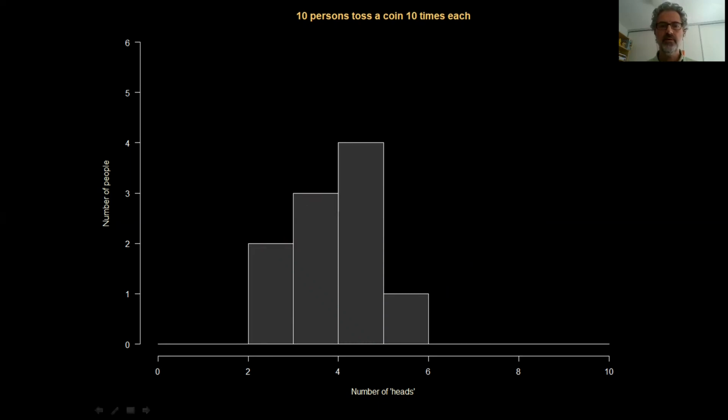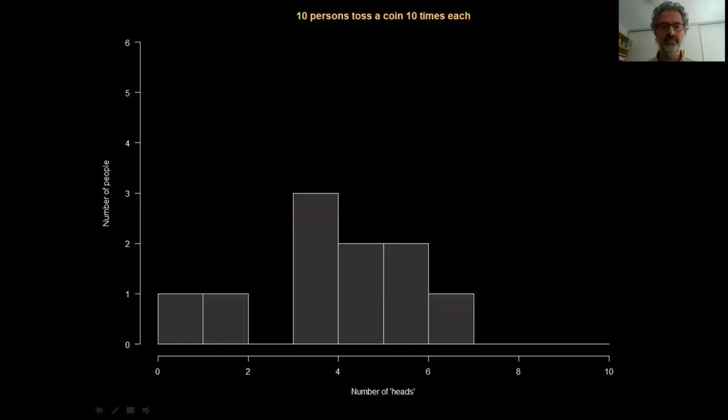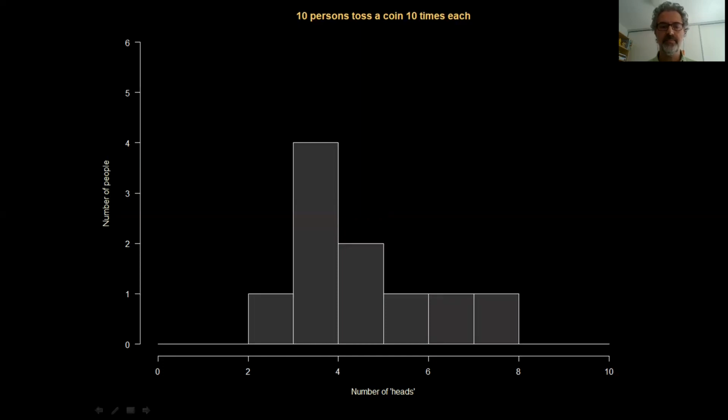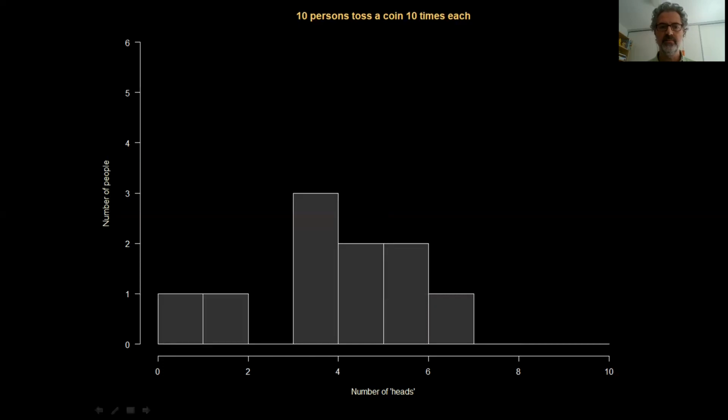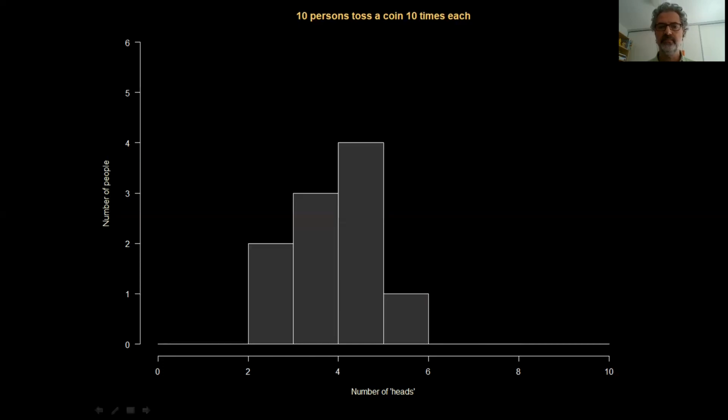Okay, then I ran this again. So it's like a different group of 10 people tossing, each tossing a coin 10 times. And that's what happened. And then I did it again a third time, and that's what happened. So you see that the outcome fluctuates a lot. It doesn't look very much like the previous or the one before that.